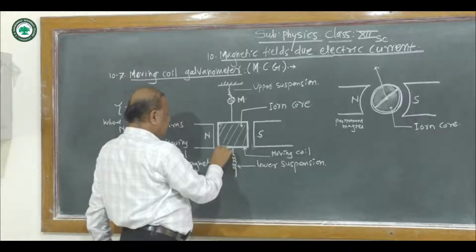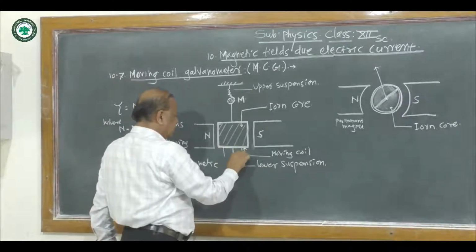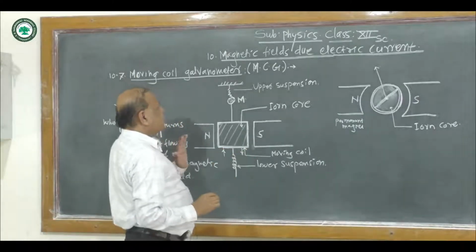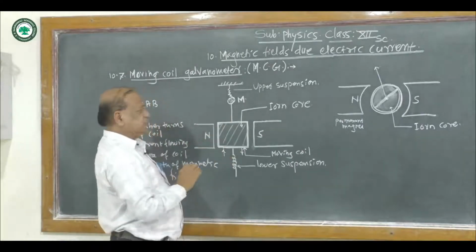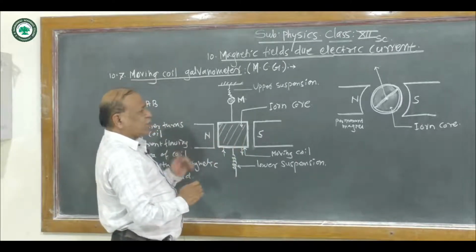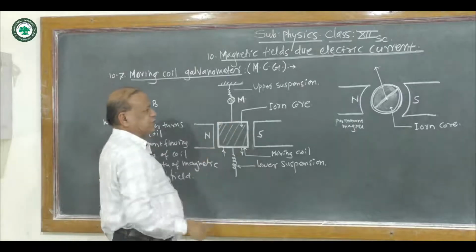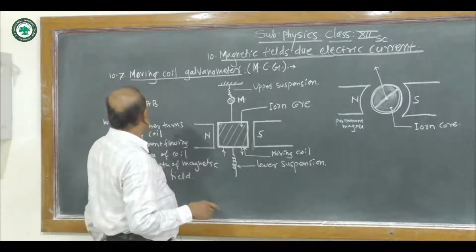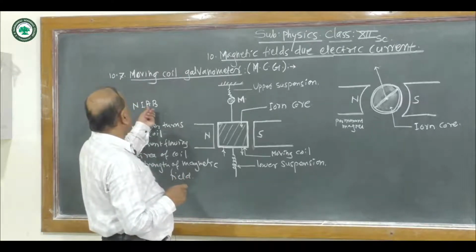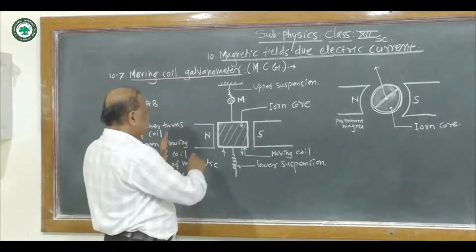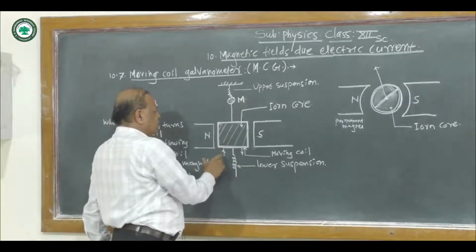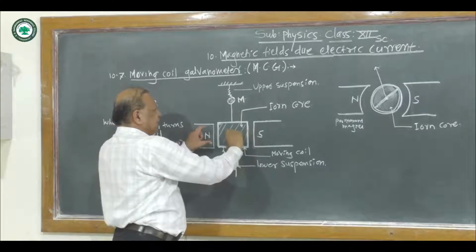If current flows through this coil, then the coil rotates, which means a torque acts on it, there is a formation of a couple, and the coil rotates through the torque tau is equal to NIAB. Here a strong magnetic field is also applied on the rectangular coil, and its direction is radial.